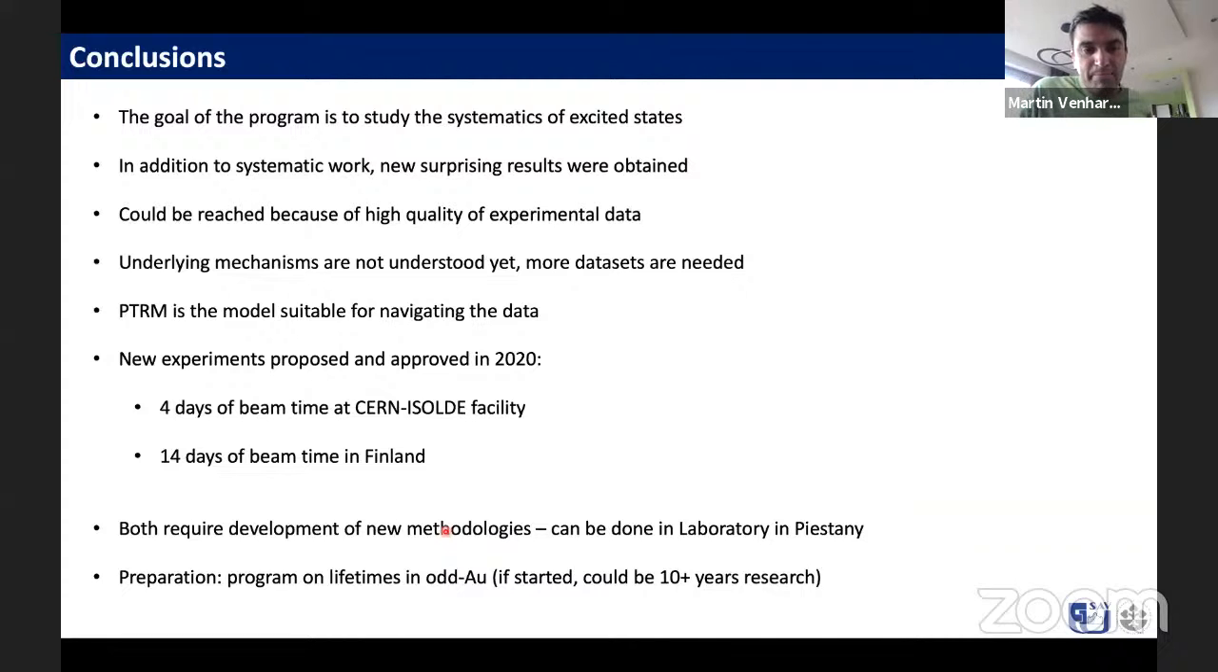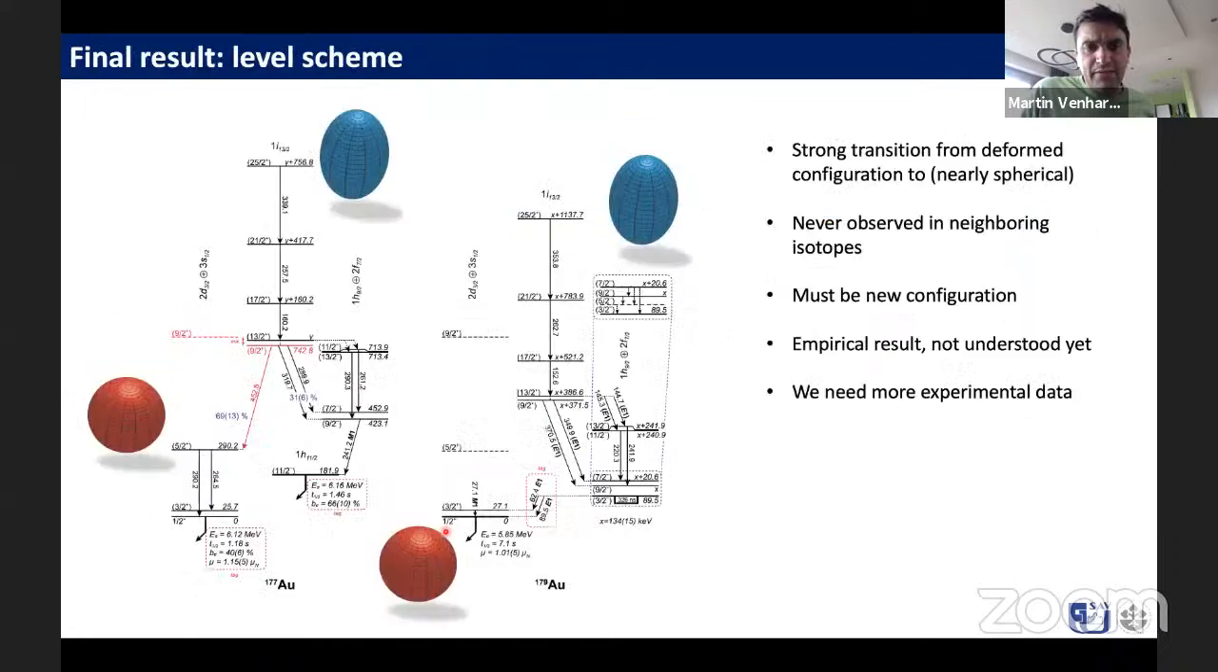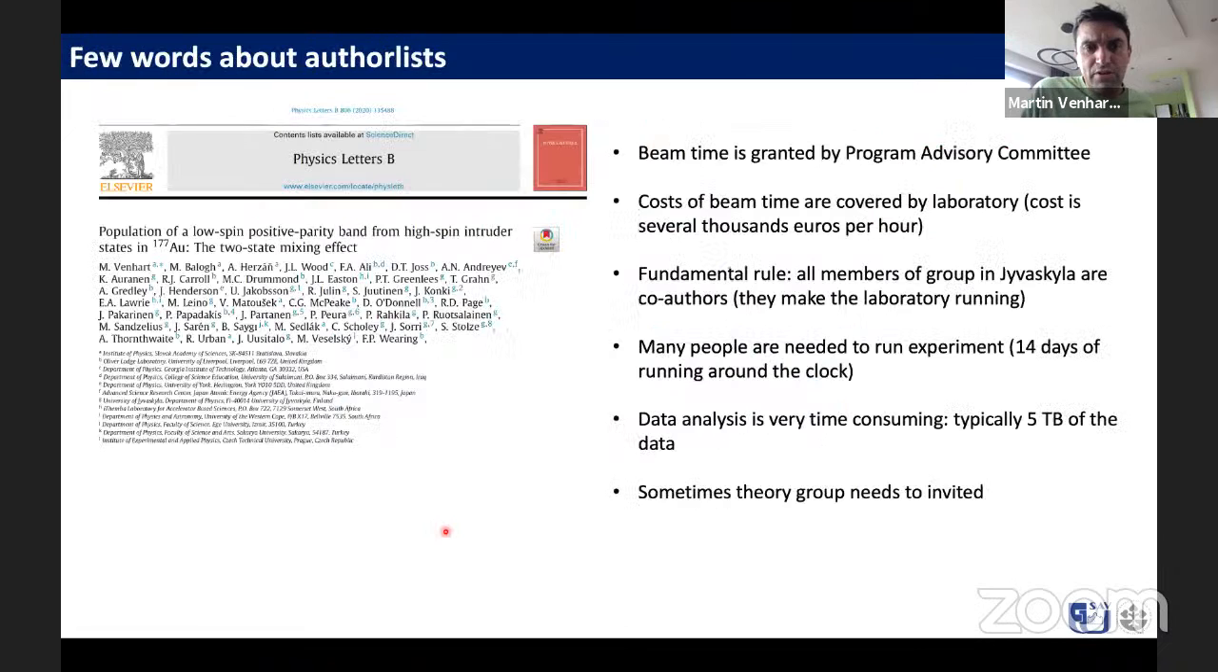And what is under preparation is a program of lifetimes, how to measure these femtosecond lifetimes. It cannot be done with detectors or with electronics. It must be done via the Doppler effect. So, okay, and I still have a few more minutes, so I will come to what I have skipped.